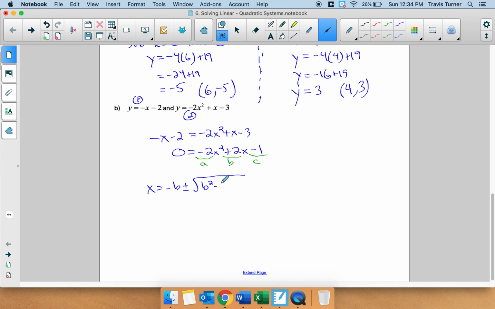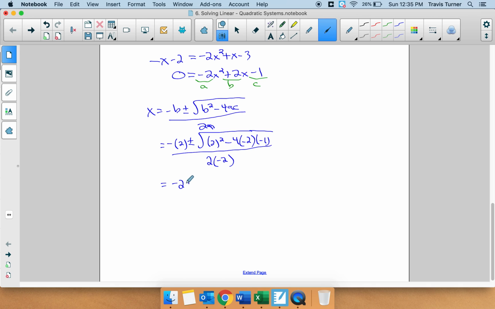So b squared minus 4ac, remember that's the discriminant part of it, all over 2a. So I've got negative 2, b squared, so 2 squared, minus 4 times negative 2 times negative 1, which is my c, all over 2a, and a is negative 2.